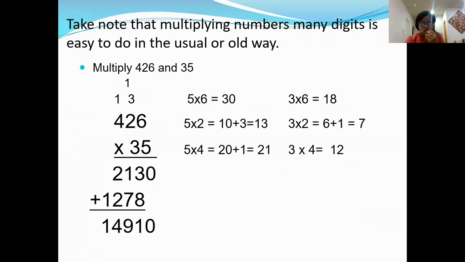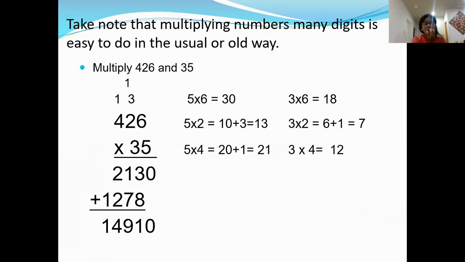Take note that multiplying numbers with many digits is easy to do in the usual or old way. Okay, so let's not give burden to ourselves. So we are going to use the old way or the old method in multiplying numbers. Okay, so we have here, we are going to multiply 426 and 35. So we use the old method. 426 times 35. So we have our multiplier here and the multiplicand.